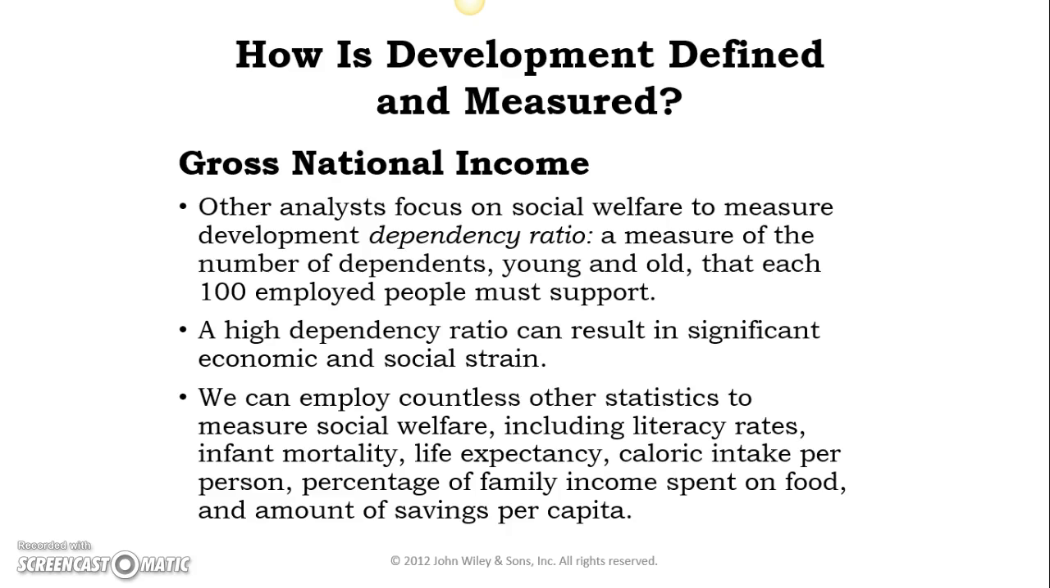Other ways to look at this are to focus on social welfare. We're talking about how a country is developed, right, and how we define that development, how we measure it. So we could, for instance, look at the dependency ratio, and if you remember from our population unit, the dependency ratio is the number of dependents, that is to say the very young and the very old, that each 100 employed people must support. Okay, so it's just a way of saying how many people rely on help, and how many people are giving the help.